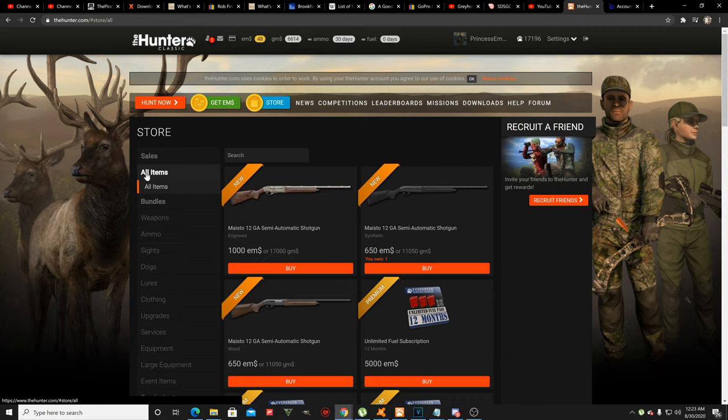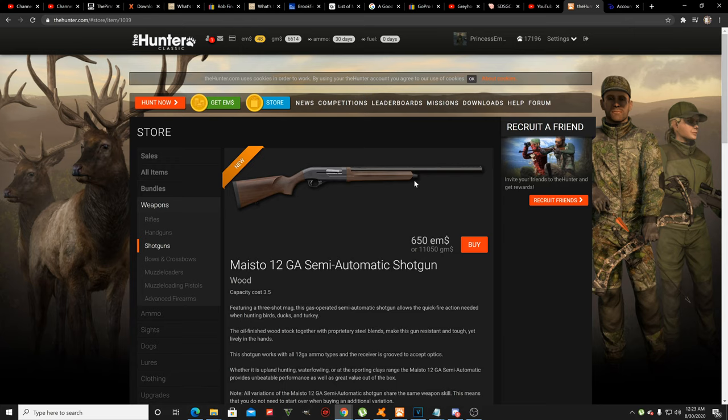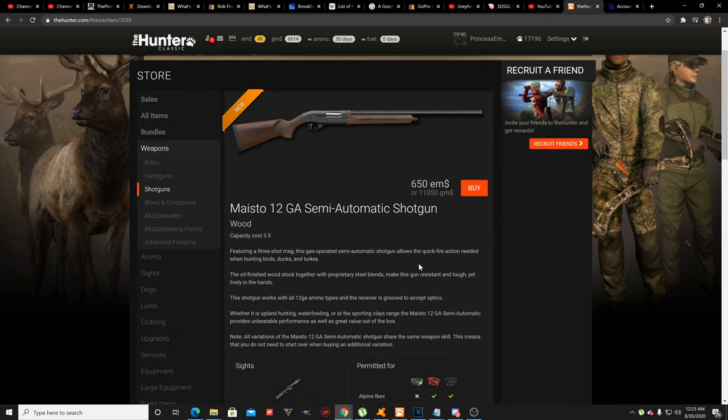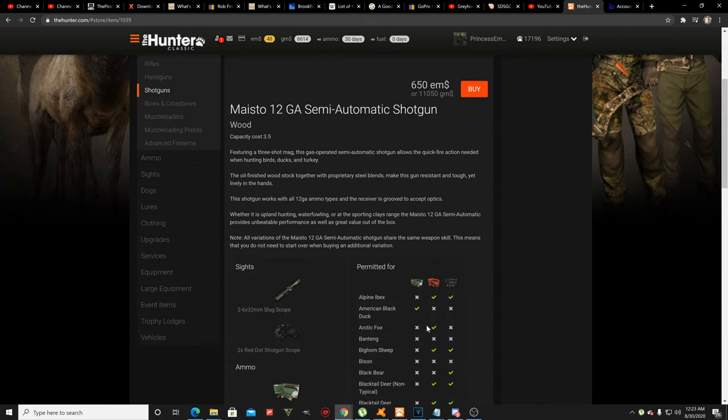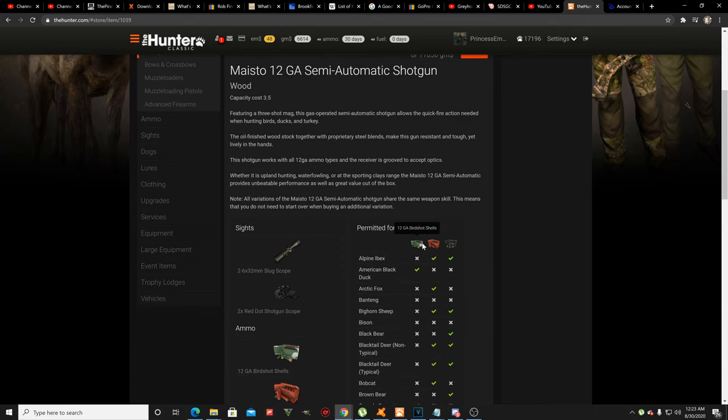I don't remember this in all items. This has got to be new. Could be wrong, but that's the one I bought. Here's just a regular blue stock on the semi-auto. Also, that's the ammo it can take. You can use all three of them, I assume, slugs and birdshot, and you can use that or a slug scope, and I have one of those.